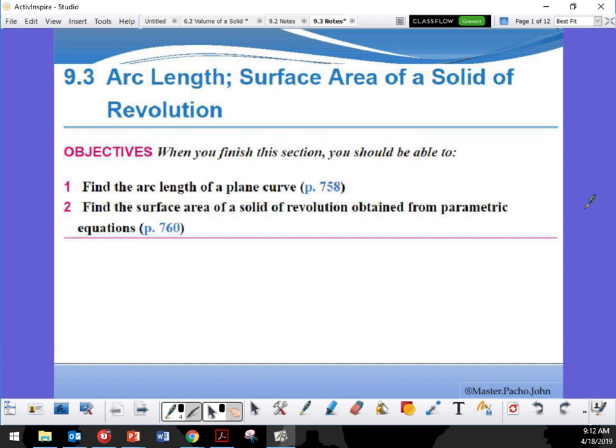9.3, arc length, surface area of a solid of revolution. Find the length of a plane curve, and find the surface area of a solid of revolution attained by parametric equations. Let me find my spot in my notes. All right, 9.2 was tangent lines. 9.3 is arc lengths.